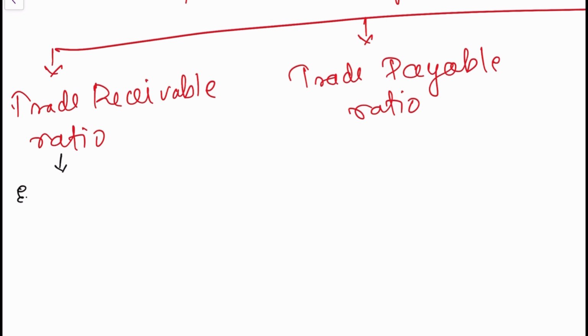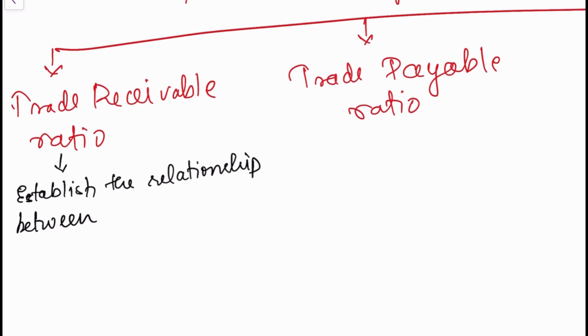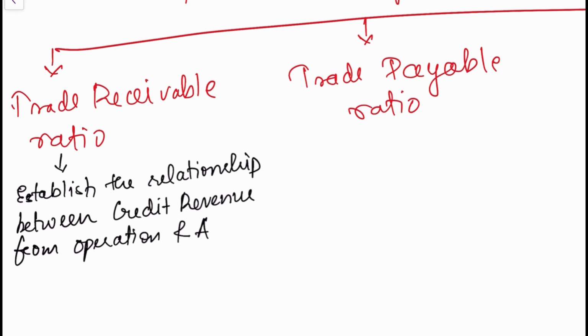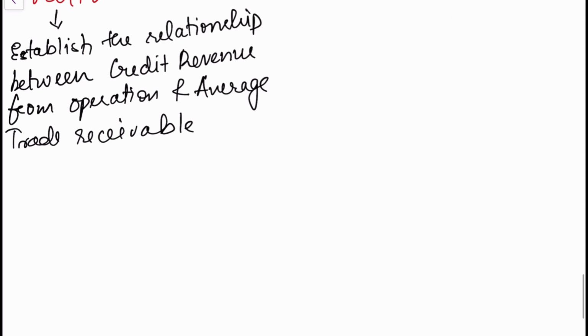This ratio establishes the relationship between the credit revenue from operation and average trade receivable. So it is a relationship between the credit revenue from operation and average receivable.